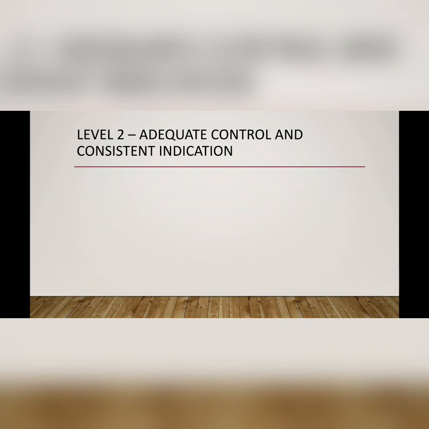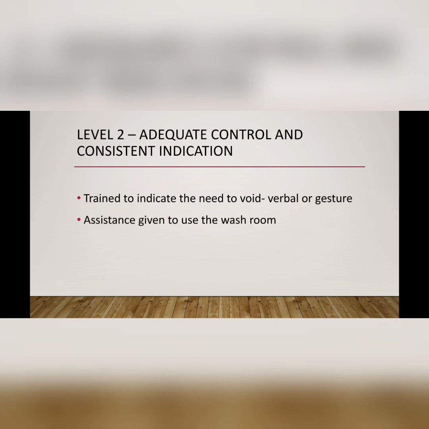So coming to level 2, here the child develops adequate control and consistent indication. Here the child is trained to indicate the need to void. So the child has to learn to indicate his need to use the restroom or that particular place. He can be trained to use verbal or gesture. Assistance is given to use the washroom. The adult or the caregiver is needed to accompany the child.